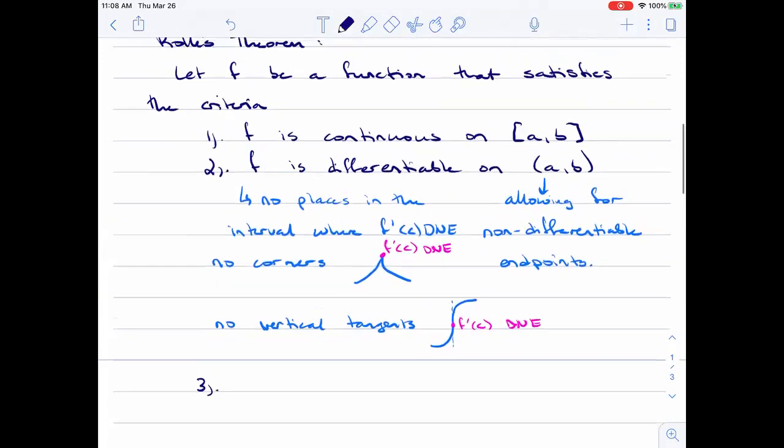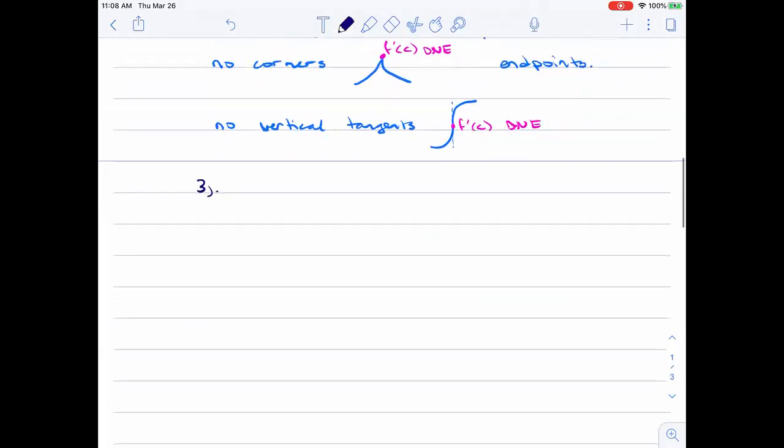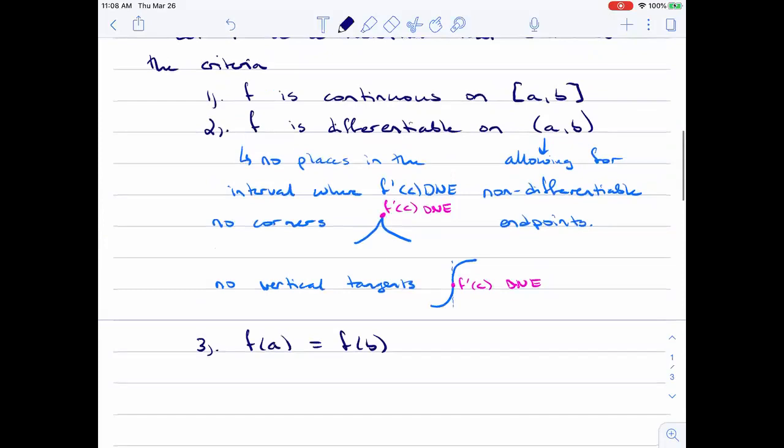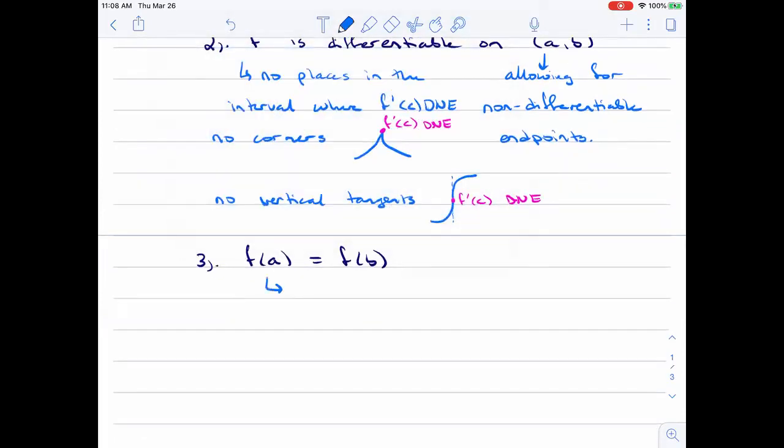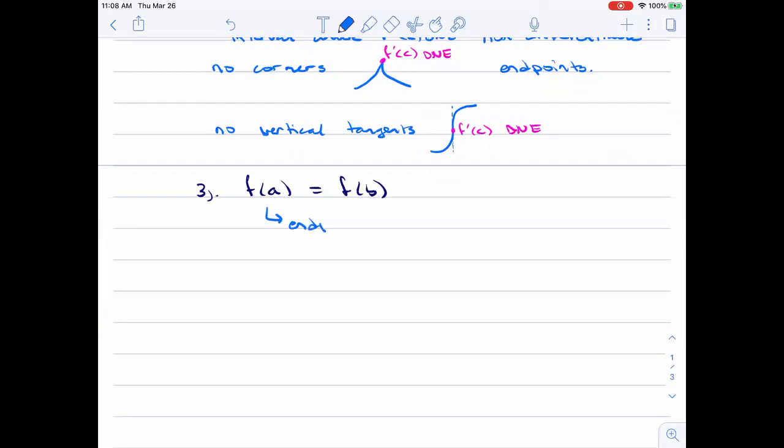The third criterion is the weird one. f of a has to equal f of b. Remember, a and b are the endpoints of this interval. What this is saying is that we have to end up at the same y value at the beginning and at the end. So the endpoints have the same y value.